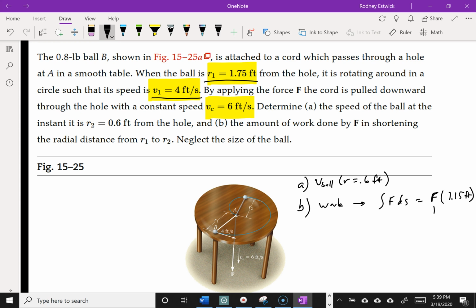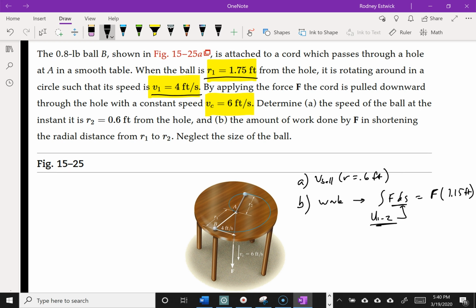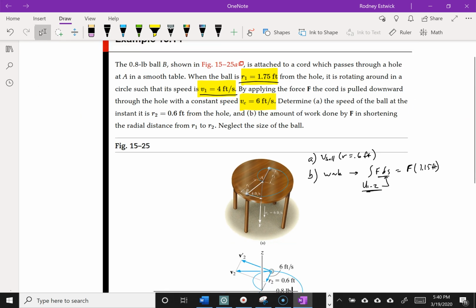Unfortunately, we don't know the force, so what are we going to do with that? So we may also have to look at the work done from position 1 to position 2, which is also going to be F ds. So we may need to use that as a way of figuring out the force, but we'll come back to the work piece. Let's get this speed piece first. So I'm going to zoom this in a little bit.